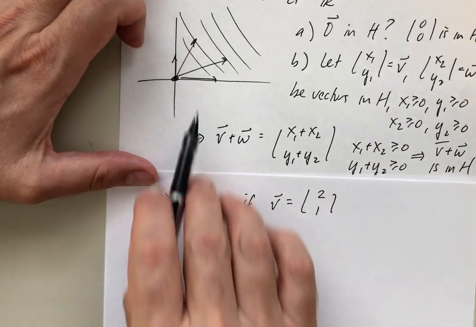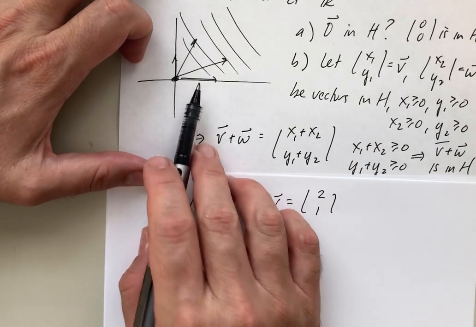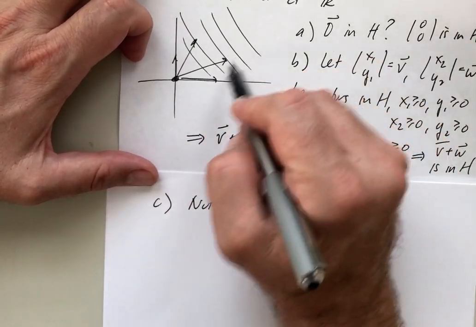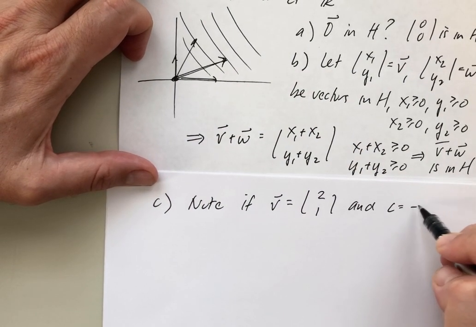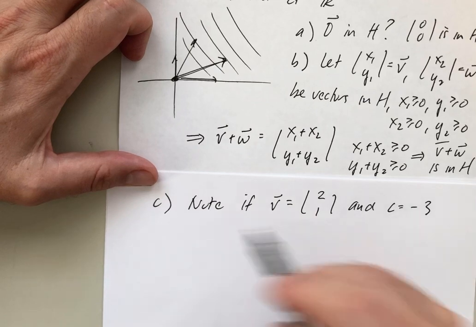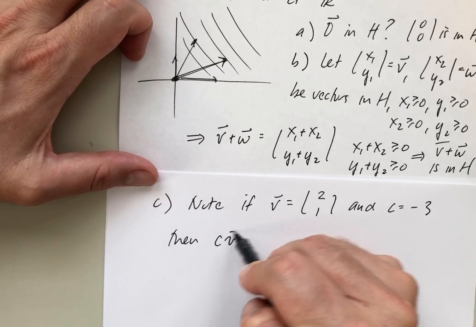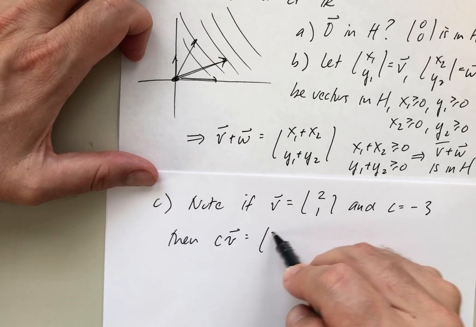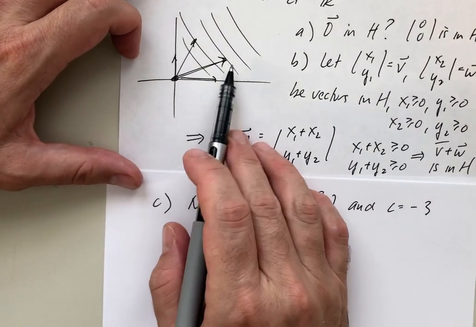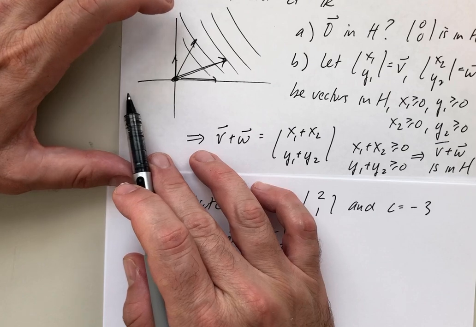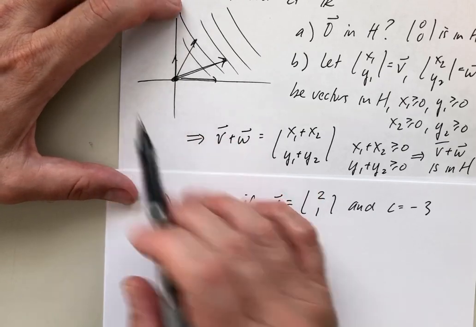That's a vector that's in H. That's a legit vector in the first coordinate. It's actually something like this, maybe, this one I drew here. And if I take C to be -3, right, then what do I get? Well, then CV, the scale of this, is going to be -6, -3, and I've left this world, right? So when I scale it by -3, it goes into the third quadrant.